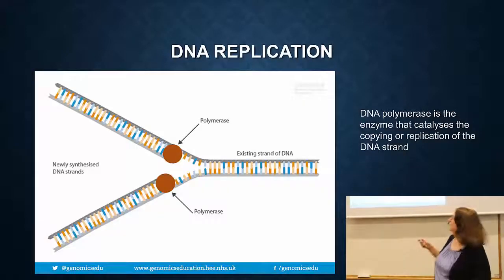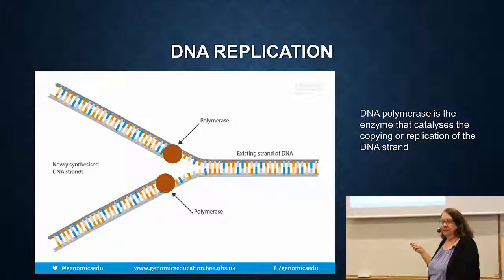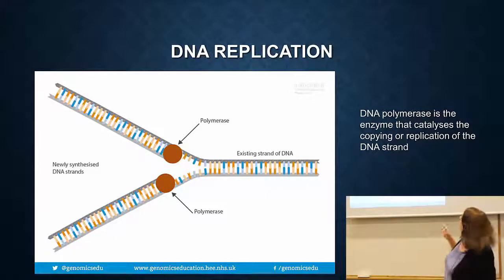And that's what's happened as shown here, which is a little fuzzy. Here's the existing strand of DNA. It unzips, and DNA polymerase makes a copy of the complementary strand, we call it. So that is what happens.